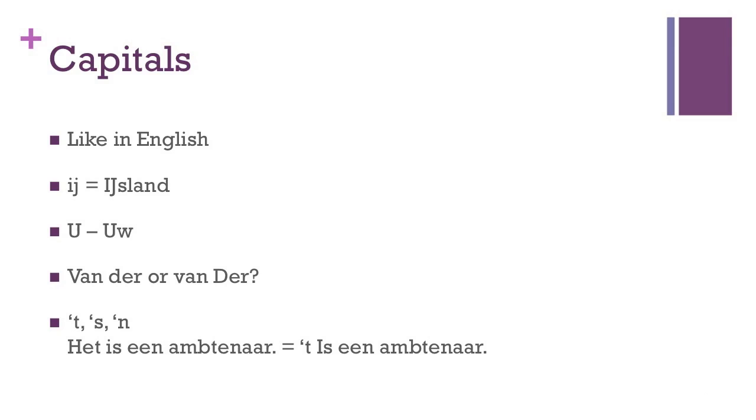A final remark about capitals in Dutch is the apostrophe. It's used with t, s, and n. The apostrophe leaves something out. In the case of t, it's het. In the case of n, it's een. In the example, you see the het is replaced by 't. And as you see in the example, the capital is not the first letter in the sentence, it's the second one. Like, 't Is een ambtenaar. It replaces het is een ambtenaar.